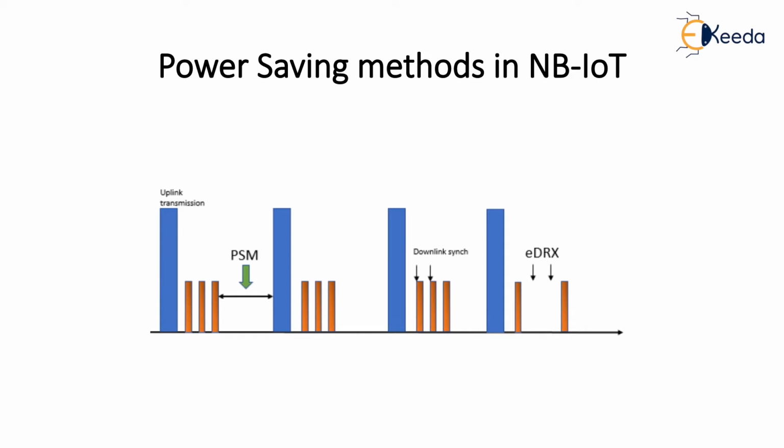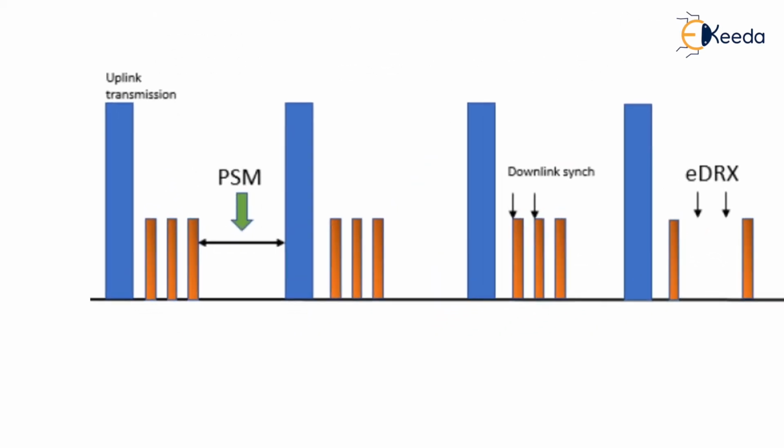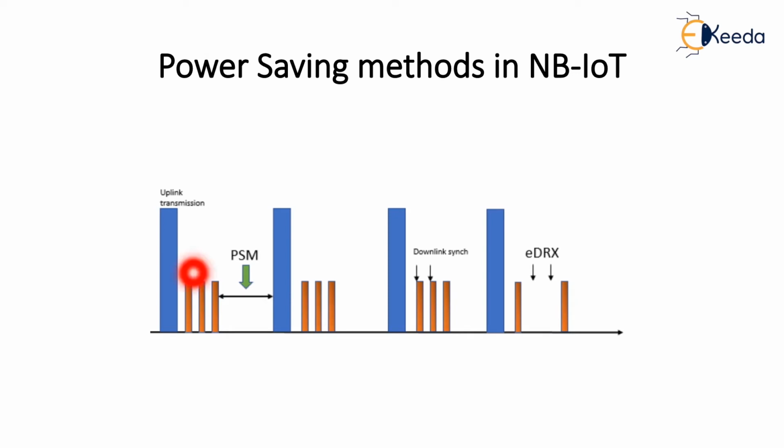So there is a relationship between the battery lifetime and also coupling loss. There is a relationship between battery lifetime and coupling loss experienced by the end devices until the data reaches the base station. So here the uplink transmission and downlink transmission. So this is for power saving mode, and this is for extended discontinuous reception. So the coupling loss increases power consumption significantly.